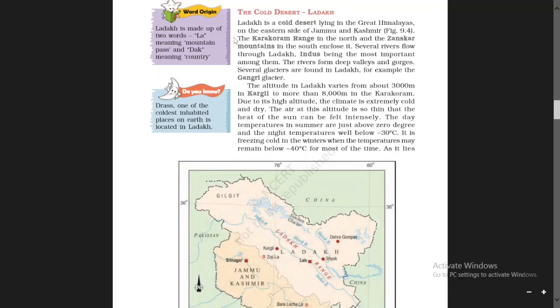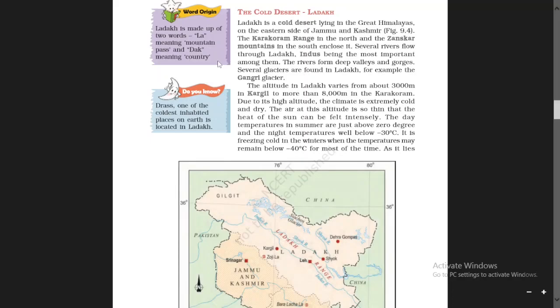So Ladakh, boys, it is a cold desert lying in the Great Himalayas or Himadri, on the eastern side of Jammu and Kashmir. See figure 10.4 in the map given here. You can see this. The Karakoram Range in the north and the Zanskar Mountains in the south enclose it. Karakoram and Zanskar Mountains, you must know where they are.